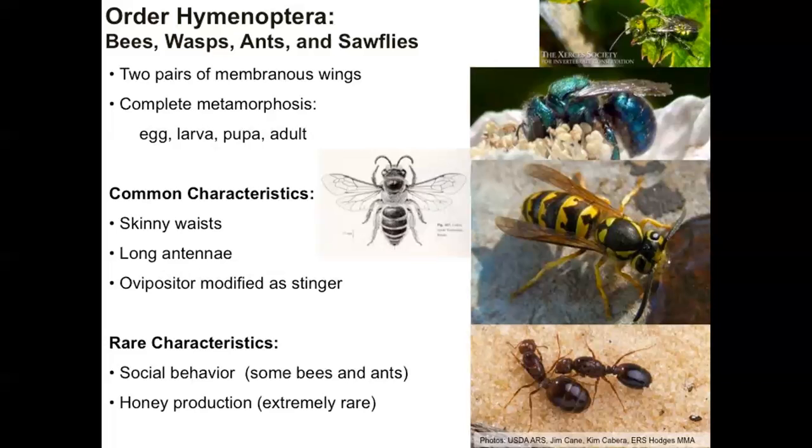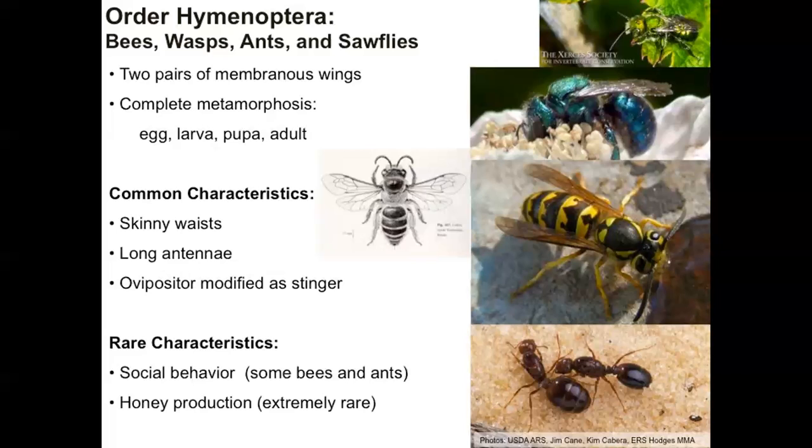And you're probably looking up there and you're saying bees, wasps, ants, and sawflies. Well, ants don't have wings, but actually ants do have wings in their reproductive stage. So that is why they're also part of the order Hymenoptera. Hymenoptera has a complete metamorphosis. So they go from egg to larva to pupa to adult. So that's one of the characteristics of them.